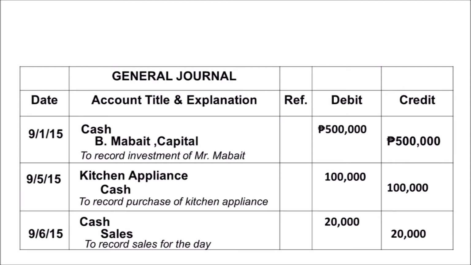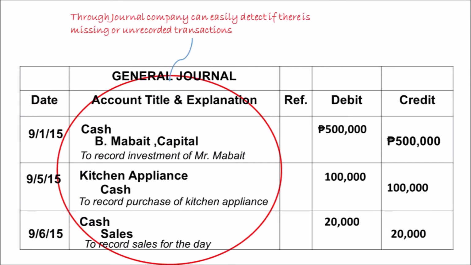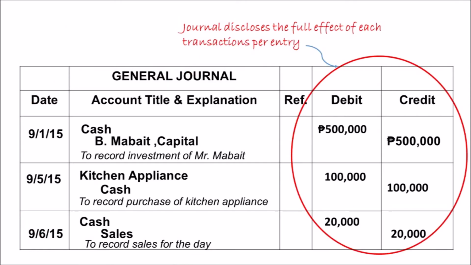Okay, so what are the significance of journal in the accounting process? Journal shows chronological record of the company's transactions. Through journal, companies can easily detect if there are missing or unrecorded transactions. Journal narrates the different business dealings by date of occurrences. Second, it discloses the full effect of each of the transaction per entry.